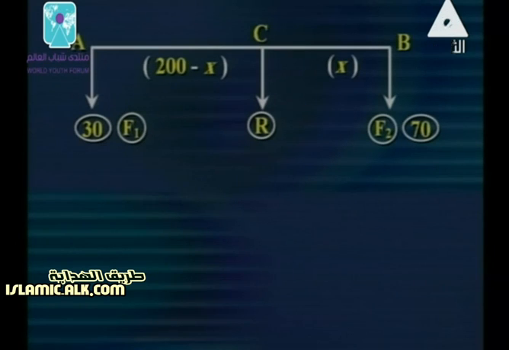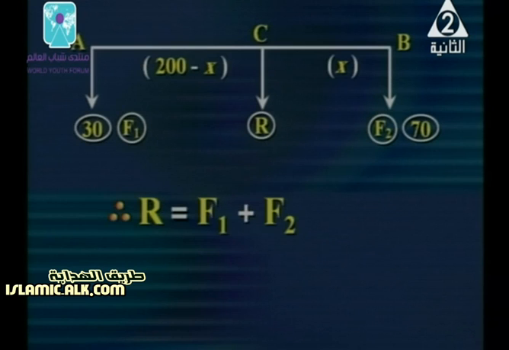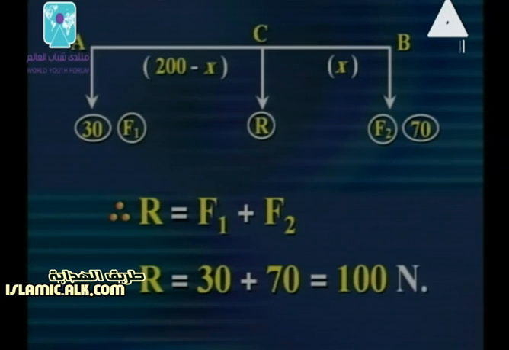Let C belong to AB, such that BC equals x, AC equals 200 minus x. Remark, dear student, R acts at point C. C belongs to the line segment AB. What is the value of R? The value of R equals the sum of the two forces, F1 plus F2 equals 30 plus 70 equals 100 Newton. This is the magnitude of the resultant.